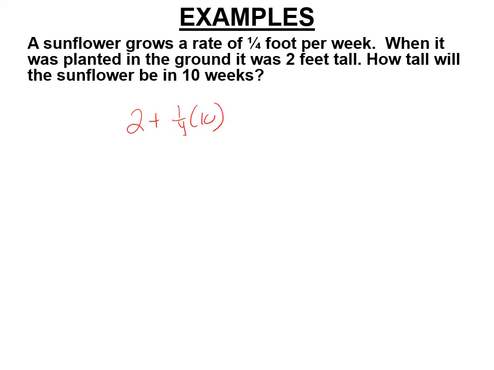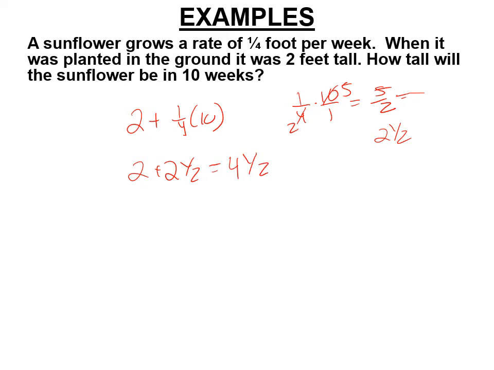We have to do the 1/4 times 10, right? 1/4 times 10, we could do a little canceling here and get 5 halves. And I think it's going to be helpful here to make this 2.5. And so we have 2 plus 2.5, which is 4.5.